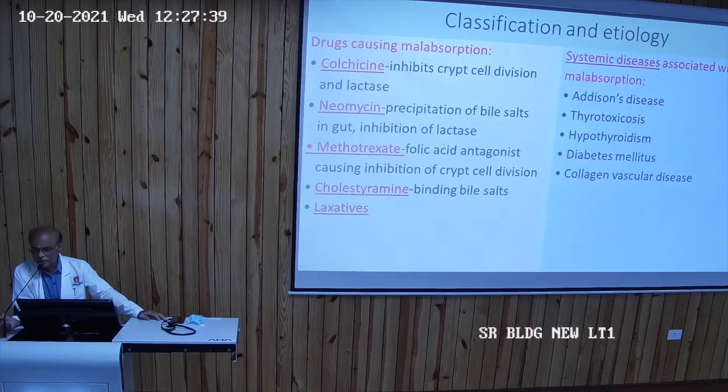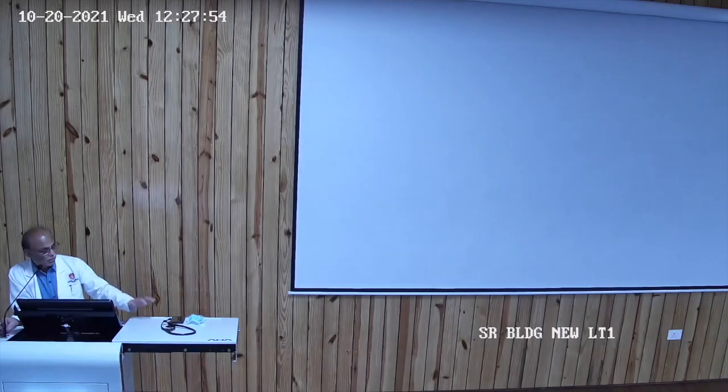So even common diseases we come to in our day-to-day practice, like diabetes mellitus, hypothyroidism or hyperthyroidism, and collagen vascular disease or Addison's disease, can all lead to malabsorption. So clinical features we all know, malabsorption will present as diarrhea, often steatorrhea.